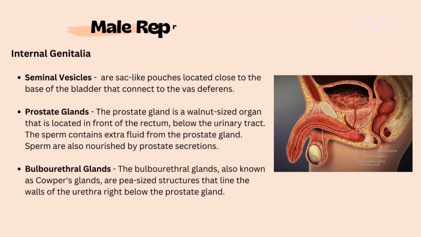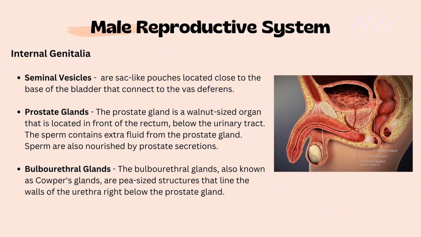Next, seminal vesicles are sac-like pouches located close to the base of the bladder that connect to the vas deferens. Mo ni siya ang two small glands that store and produce the majority of the fluids or tawag nga semen. So for the information of everybody, during ejaculation, may fluid nga gina-produce wherein it can then move onto mix into other reproductive fluids.